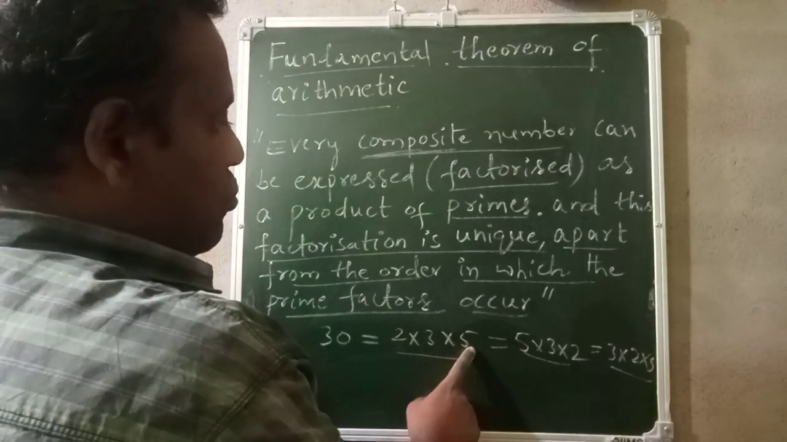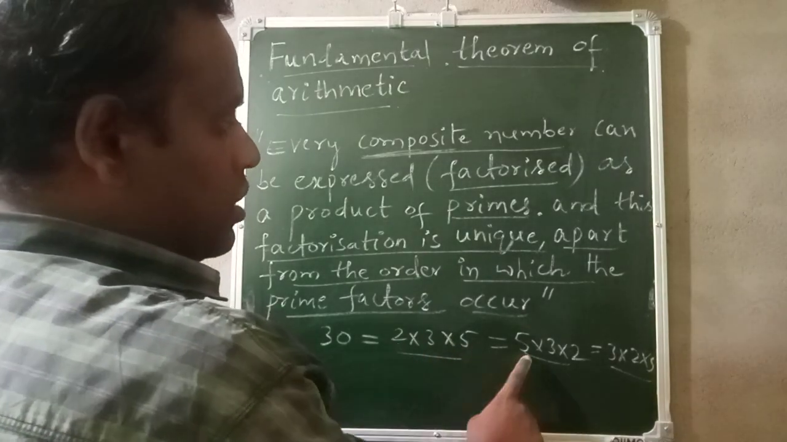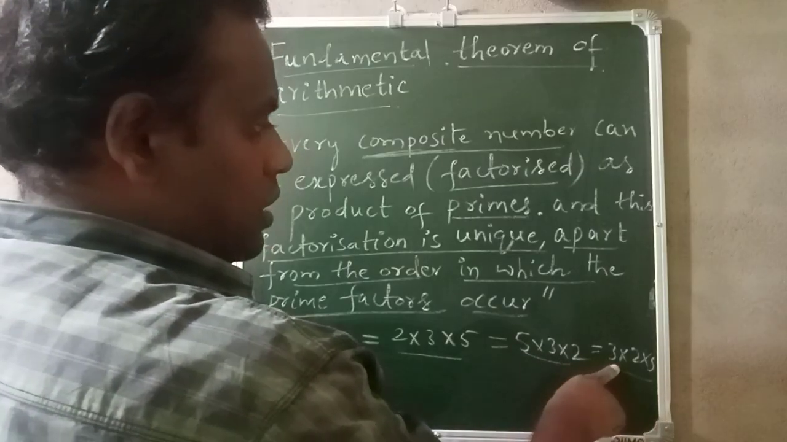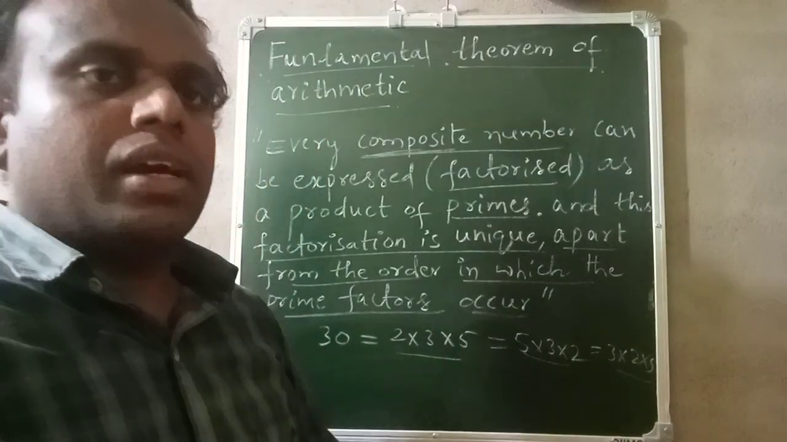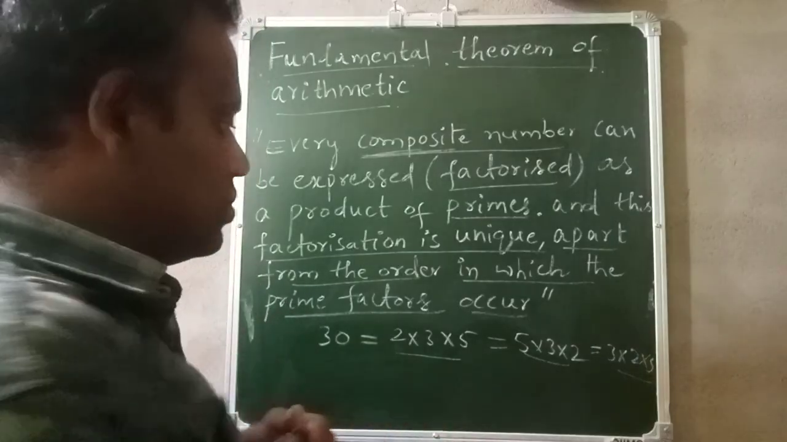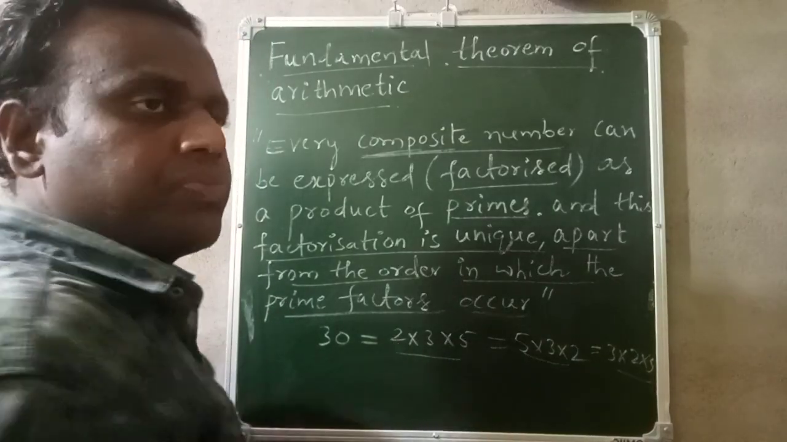What I did, I just changed the order. First 2, then 3, 5. Here first I have written 2, but here first I have written 5, then 3, then 2. Here first I have written 3. So what I did, I just changed the order of the numbers, the prime numbers. So these are prime numbers, 2, 3, 5.